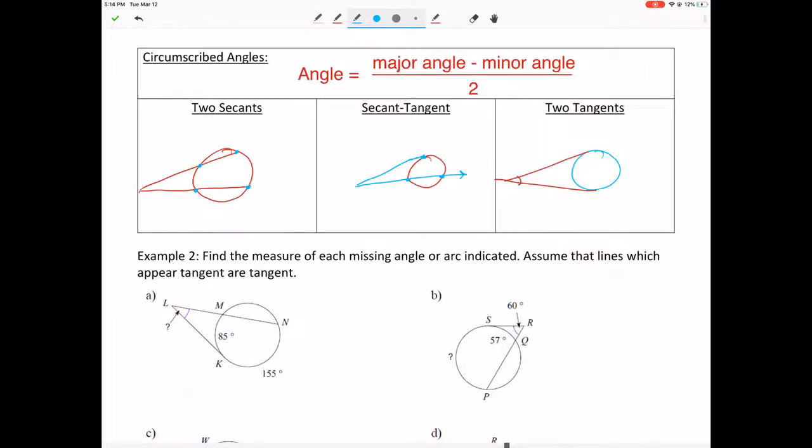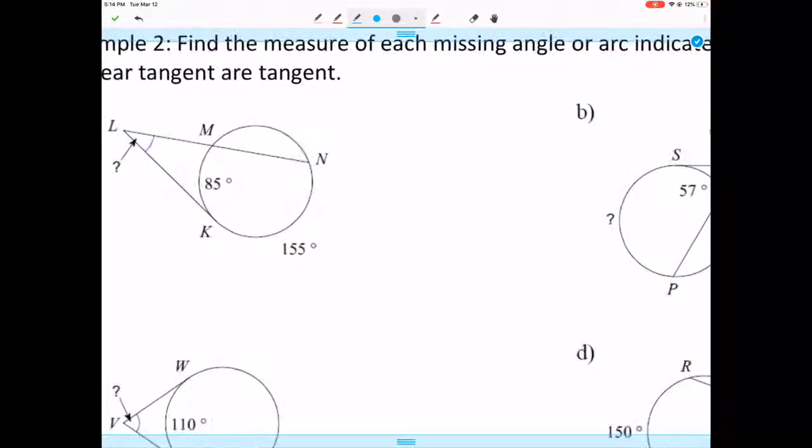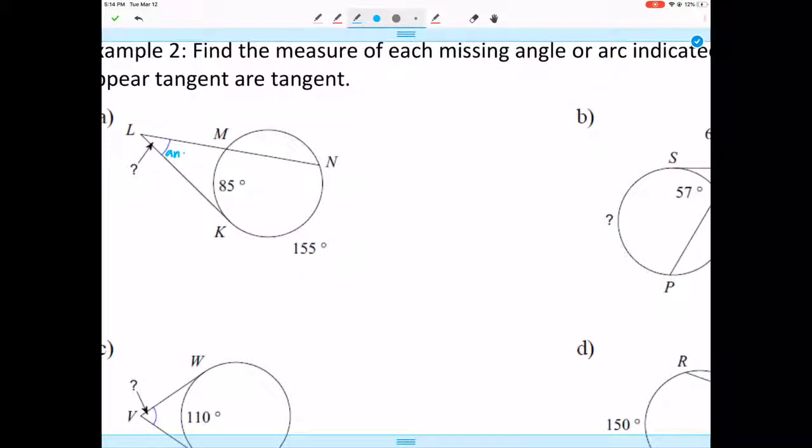And you will treat them exactly the same as you do if it was just 2 tangents. So for example, you're still going to do angle is the same as the major arc minus the minor arc, divided by 2. So we could say the angle, question mark, equals 155 minus 85, divide that by 2. I think I did it wrong on my paper. 155 minus 85, divide that by 2, and that gives you 35.